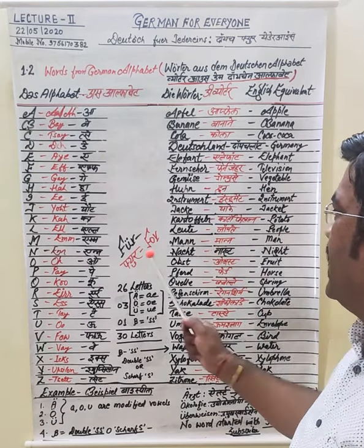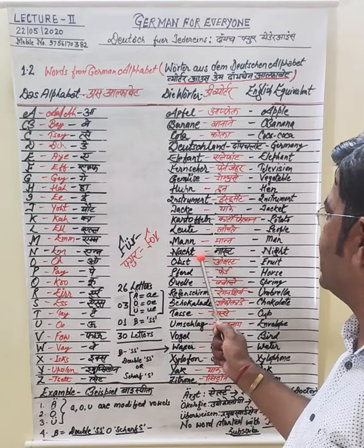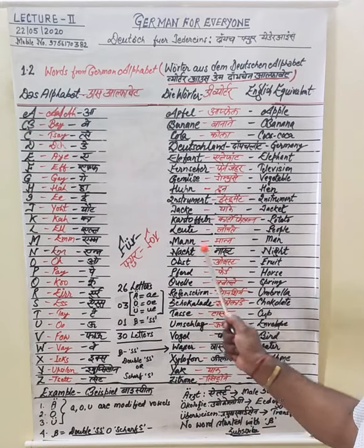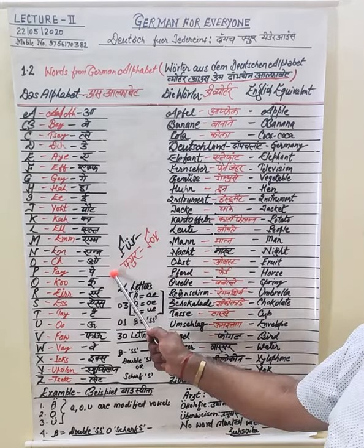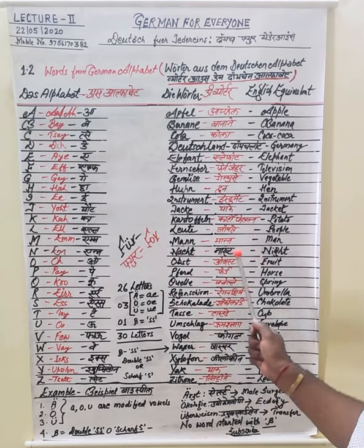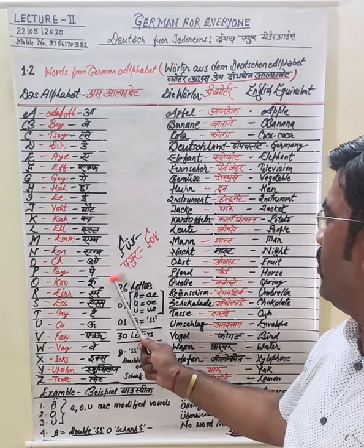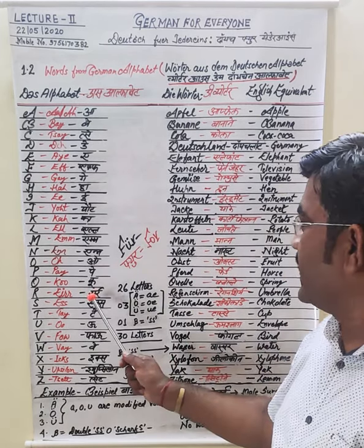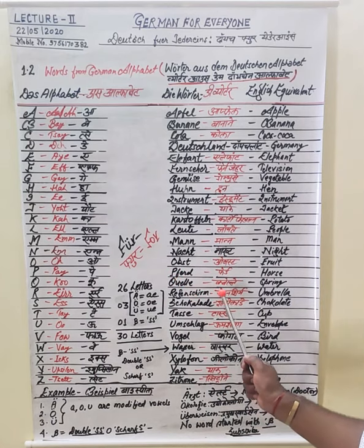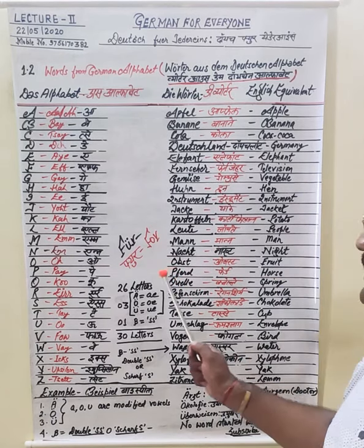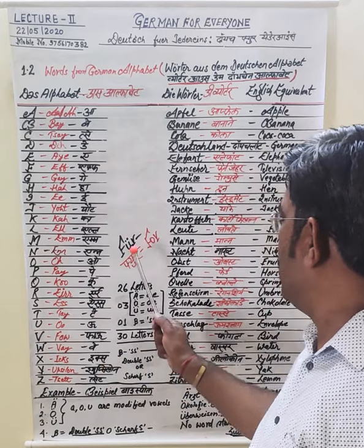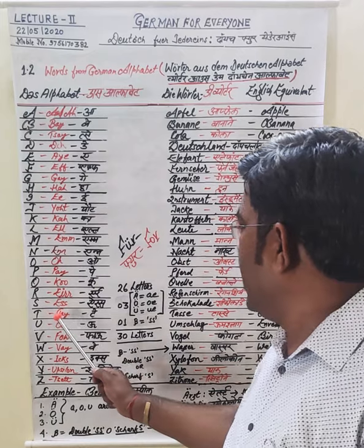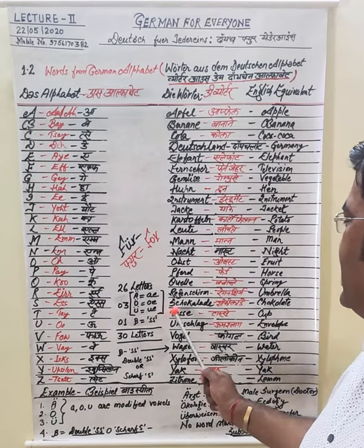M für Mann. Mann means man. N für Nacht. Nacht means night. O für Obst. Obst means fruit. P für Pferd. Pferd means horse. Q für Quelle, means spring. R für Regenschirm. Regenschirm means umbrella. Next, S für Schokolade. Schokolade means chocolate. T für Tasse. Tasse means cup.